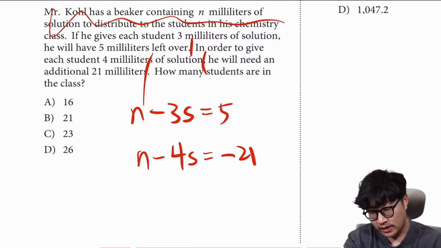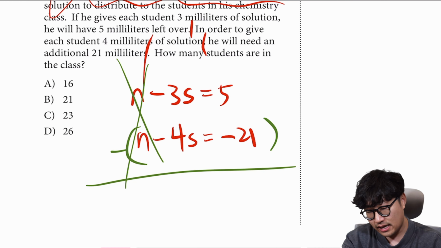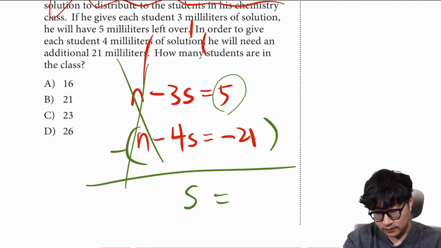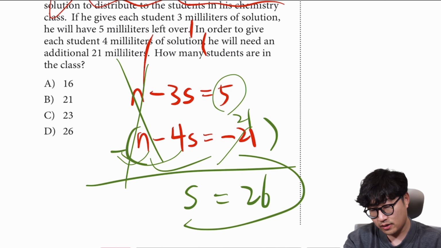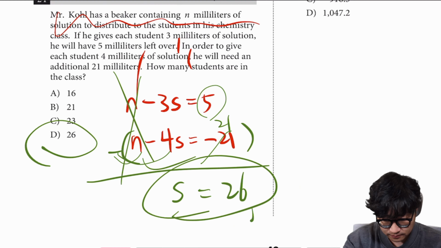So let me just go ahead and multiply this by negative. So that'll be, the N's cancel, negative 3S plus 4S, so that's just S. And then 5, and that would be positive 21. So that's 26. There you have it. S is 26. Number of students is 26.